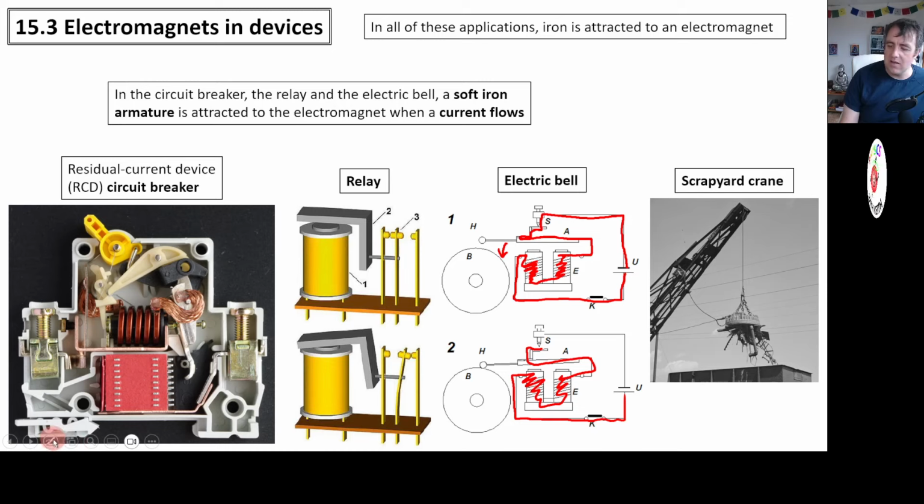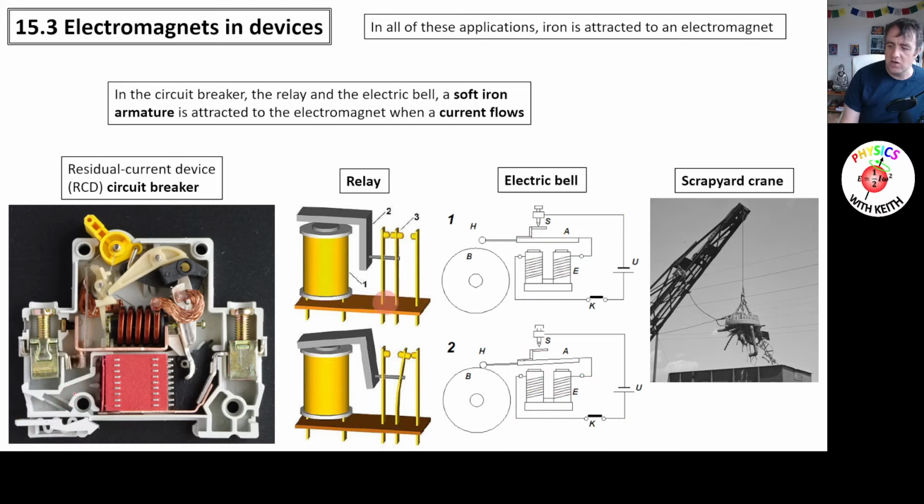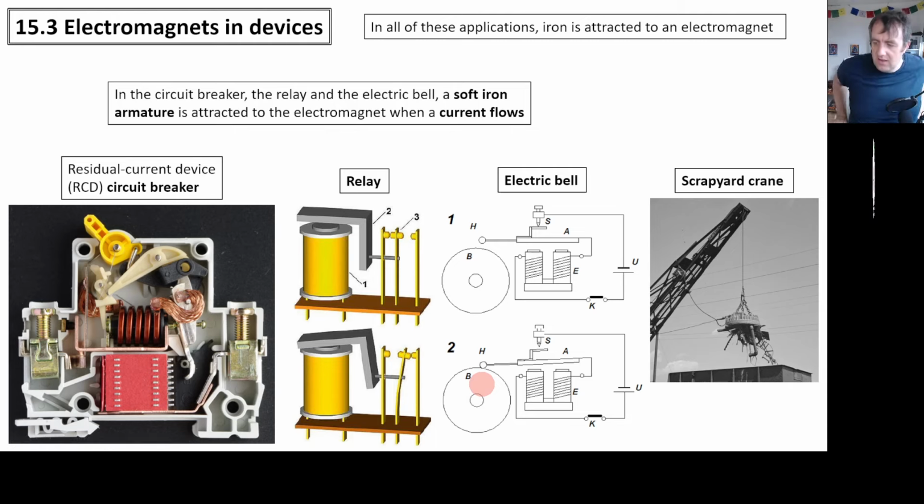So we cycle between picture 1, 2, 1, 2, 1, 2. Every time the hammer hits the bell, it makes a bing noise, and hits the bell often enough, we hear that as a ringing. So that's how an electric bell works.